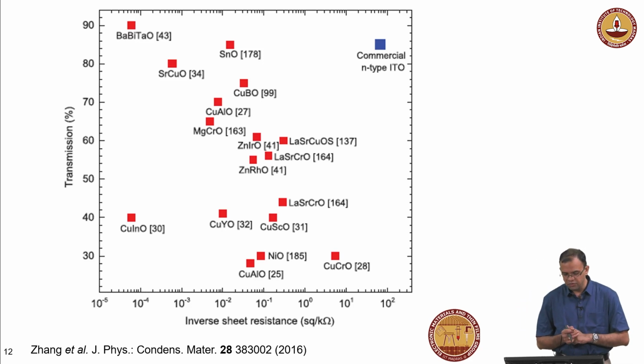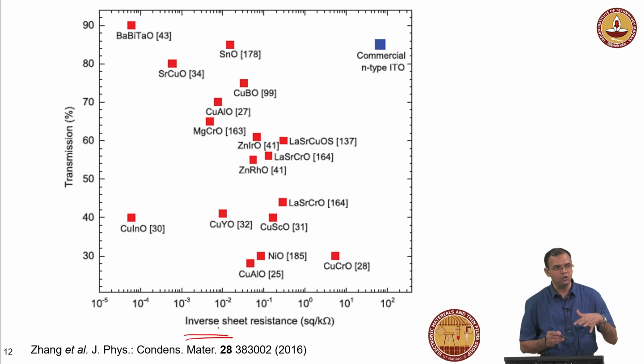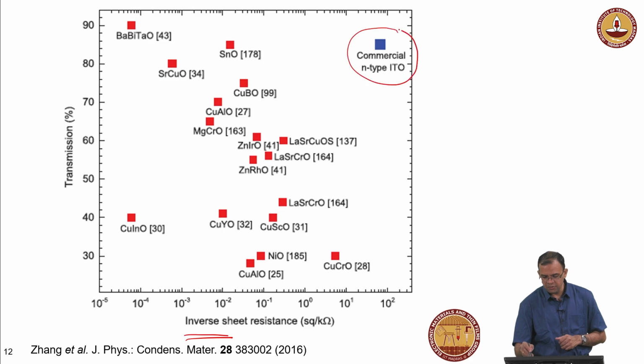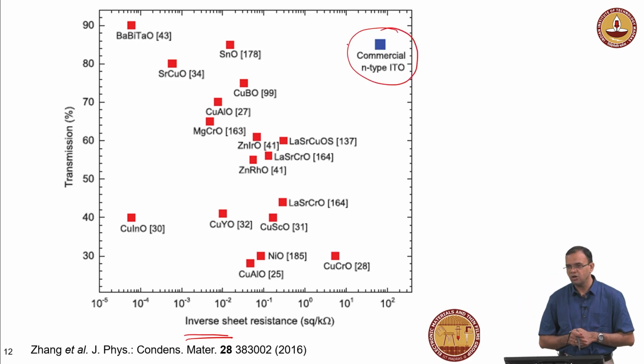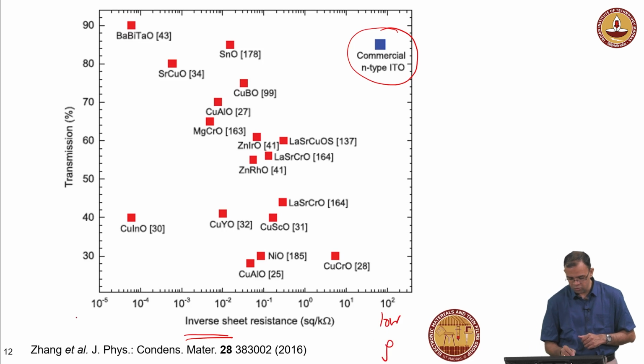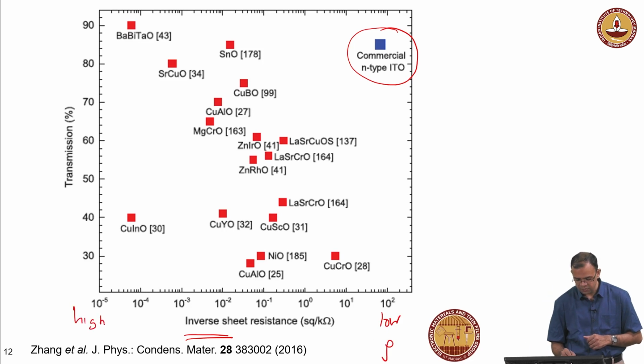So just to give you again an idea, this is a plot of transmission, but now this is inverse sheet resistance, so 1 over the sheet resistance. So if you want a good material, now you should be in the top right corner, because this is inverse sheet resistance. So this is low value of resistance, so low rho, and then this is high.